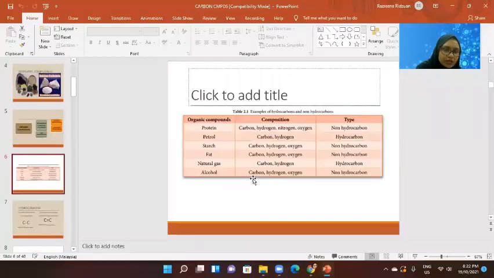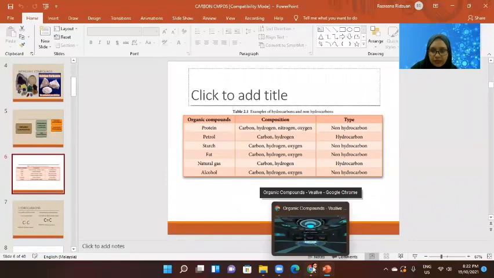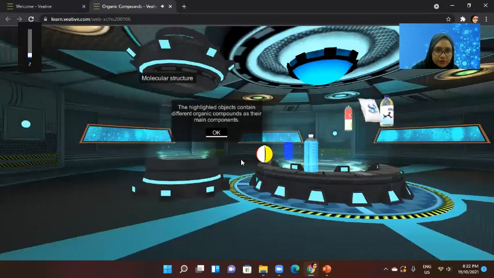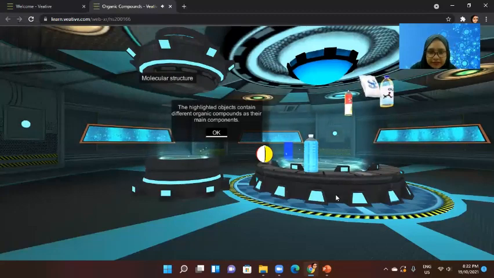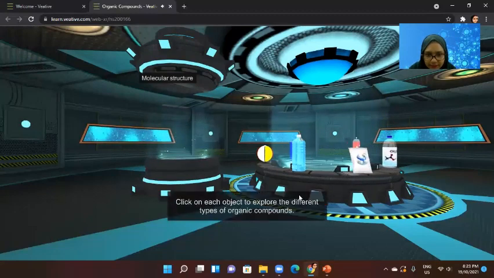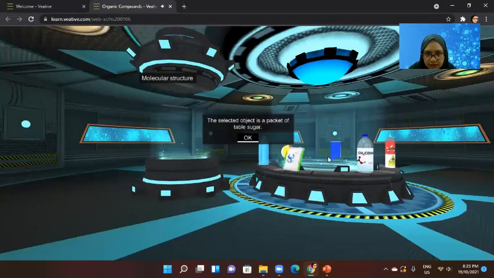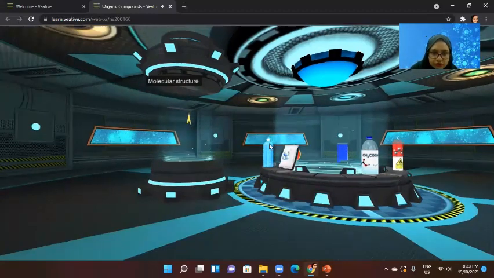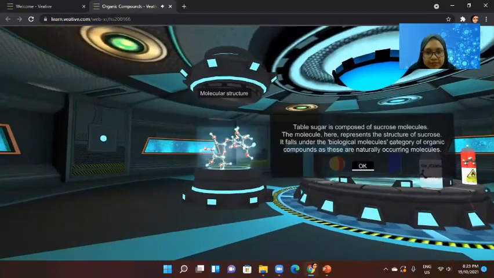Let's look at the organic compounds in our life. You can see here they have given us a few objects, with organic compounds here and non-organic compounds here. Let's have a look. We're going to try one object. I have selected sugar. Now what are we going to do? We are going to drag and drop it to see the molecular structure.